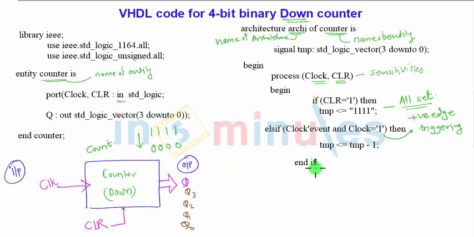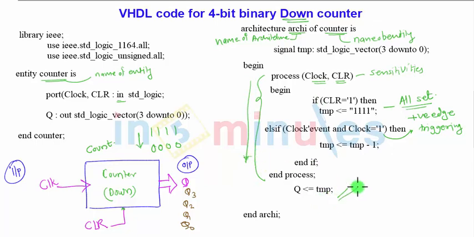First of all, we'll end the if, then we are going to end the process. After ending the process, the value of Q should be displayed as TMP. Whatever the value of TMP, that will be displayed till the next clock cycle. Why? Because if the next clock cycle appears, the clock is nothing but the sensitivity, and for the change in clock, again the process will be executed and the value of Q will be modified.